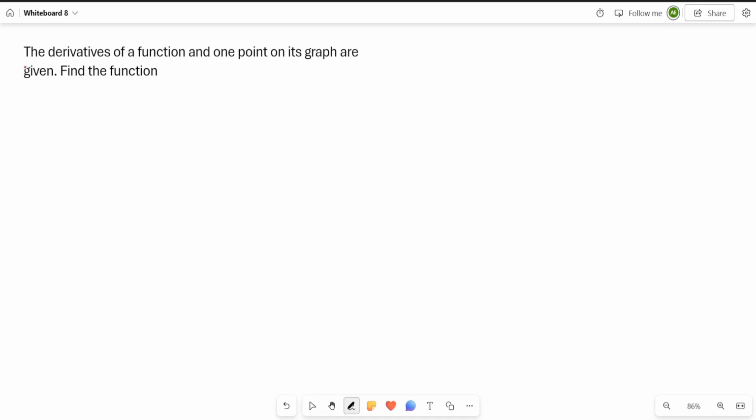The first question says that we will be given the derivatives of the functions along with 1 point on the graph of the function, and we are required to find the function. So the derivative given for the first question, dy by dx, is x cubed plus x squared minus 3, and we are also given a point on the graph with coordinates 1 and 5, so x coordinate 1, y is 5. We're asked to find y.